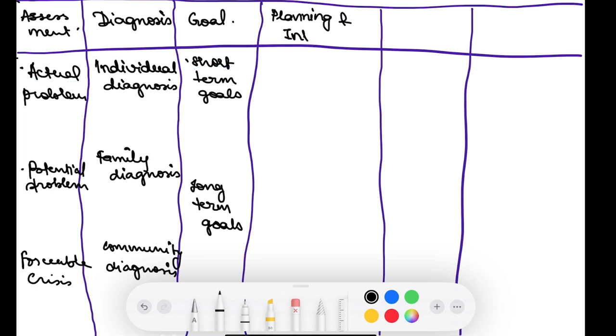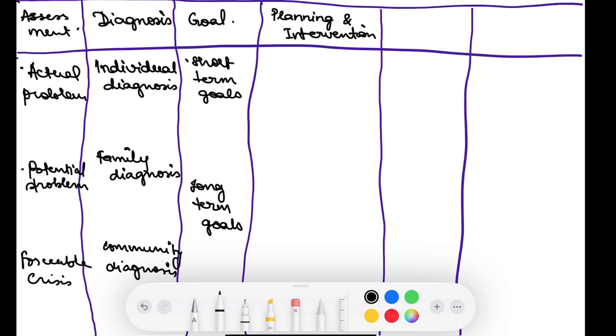and interventions. Why are we including planning and intervention in the same column? Because here we are not providing interventions. We are only discussing and planning interventions with the family. They have their own choice whether to implement the interventions in their life or not. We only have to discuss or advise the interventions to the family, and whether they want to adopt them or not is their choice. So we include it in this column only.